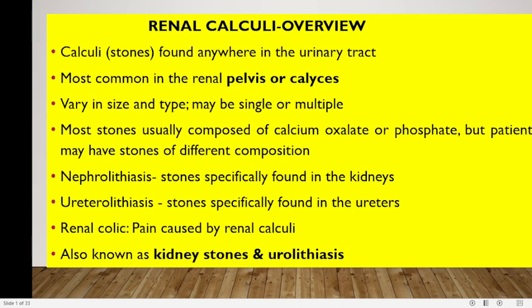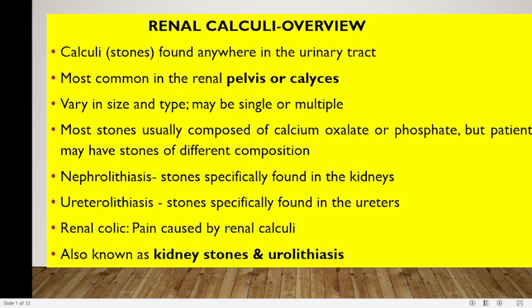To the overview. So first we say that calculi, or kidney stones, are found anywhere along the urinary tract. Most often, the stones are usually found in the renal pelvis or the calyces. They usually vary in size and type and may be single or multiple. Most stones are composed of calcium oxalate or phosphate, but patients may have stones of different composition.